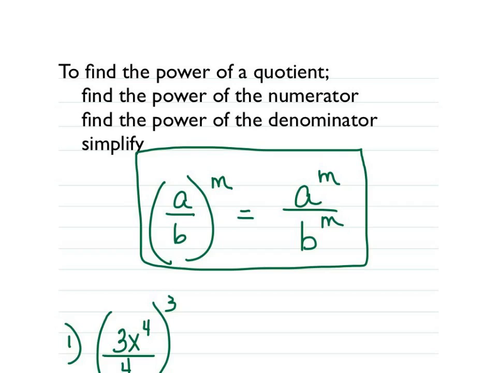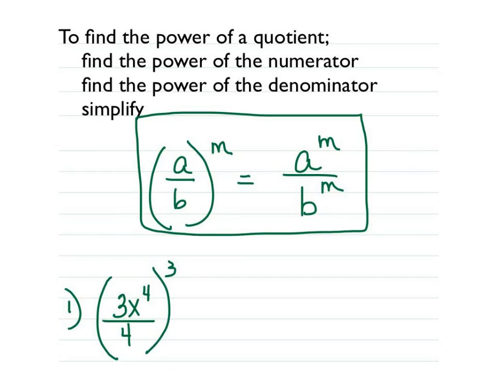Let's continue. To find the power of a quotient, first you find the power of the numerator, then you find the power of the denominator, and then you simplify. If I have a over b being raised to the m power, it equals a to the m over b to the m.